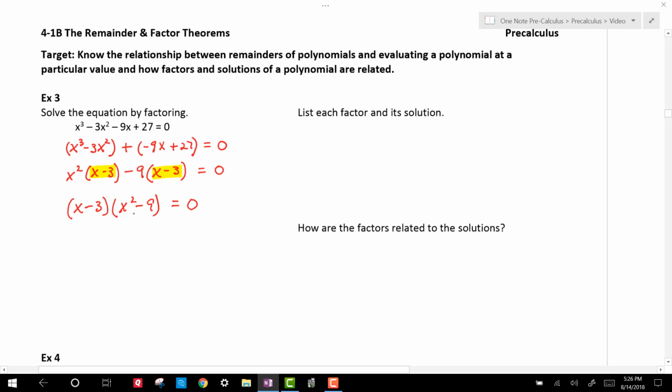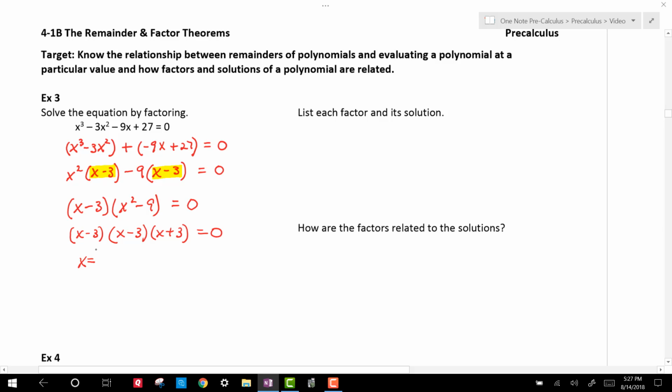At this point, I can do one of two things. I can continue to factor x squared minus 9, or I can just set these equal to 0 because I know I can solve x squared minus 9 with some square roots and that kind of thing. I think the last time I did it with square roots, so this time I'm just going to factor it. So I have x minus 3 times, now I'm factoring x squared minus 9, that's x minus 3 times x plus 3, equal to 0. So there are my 3 factors, and here are my 3 solutions.